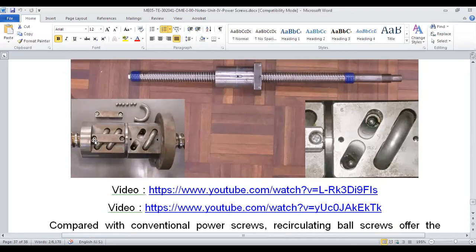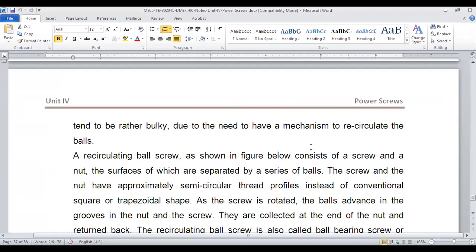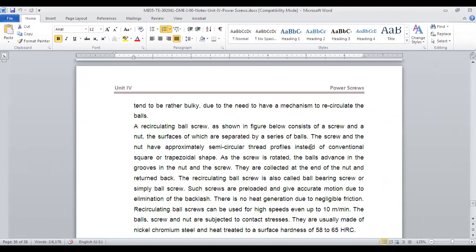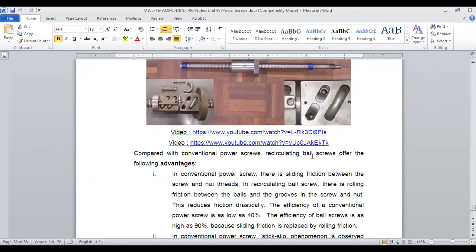Okay, with these screws we make sure that the passage through which the balls travel lets them pass smoothly, and we have a recirculation of the balls. You can see the ball circulation visible here. Okay, so this is how the recirculating ball screw works, with circular shaped grooves.